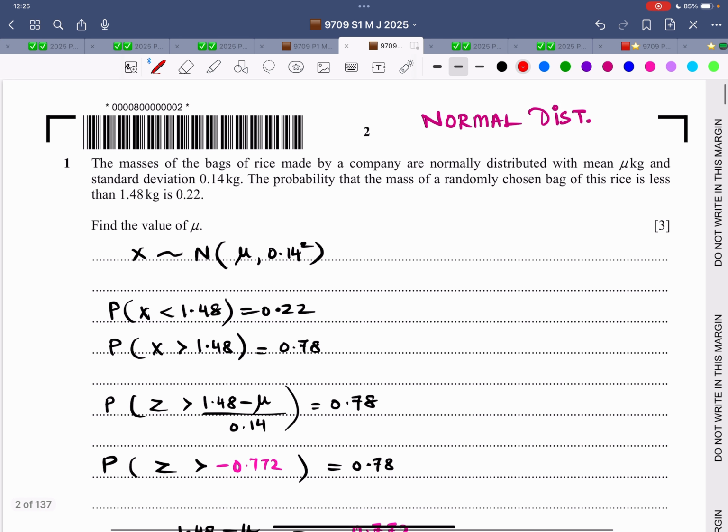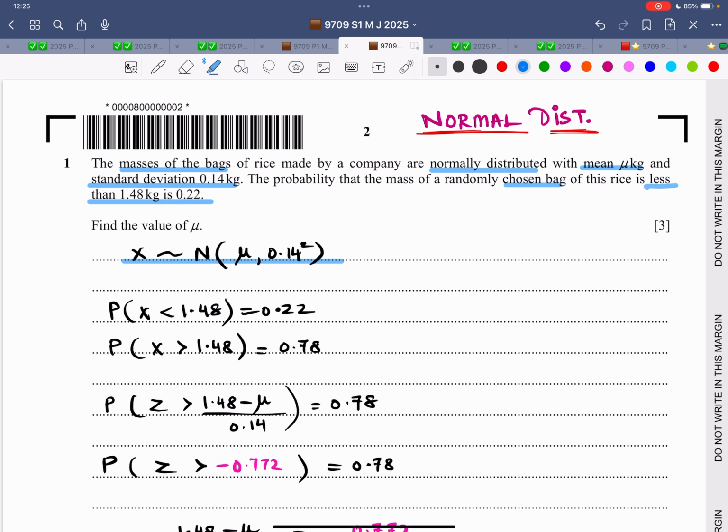Now let's look at the first question. The first question is about normal distribution, and let me grab my highlighter. So let me start underlining it. The masses of bags of rice made by a company are normally distributed with mean mu and standard deviation 0.14. So whatever you have read, make sure to jot it down. Don't assume anything. The probability that the mass of a randomly chosen bag of this rice is less than 1.48 kg is 0.22. Find the value of mu.